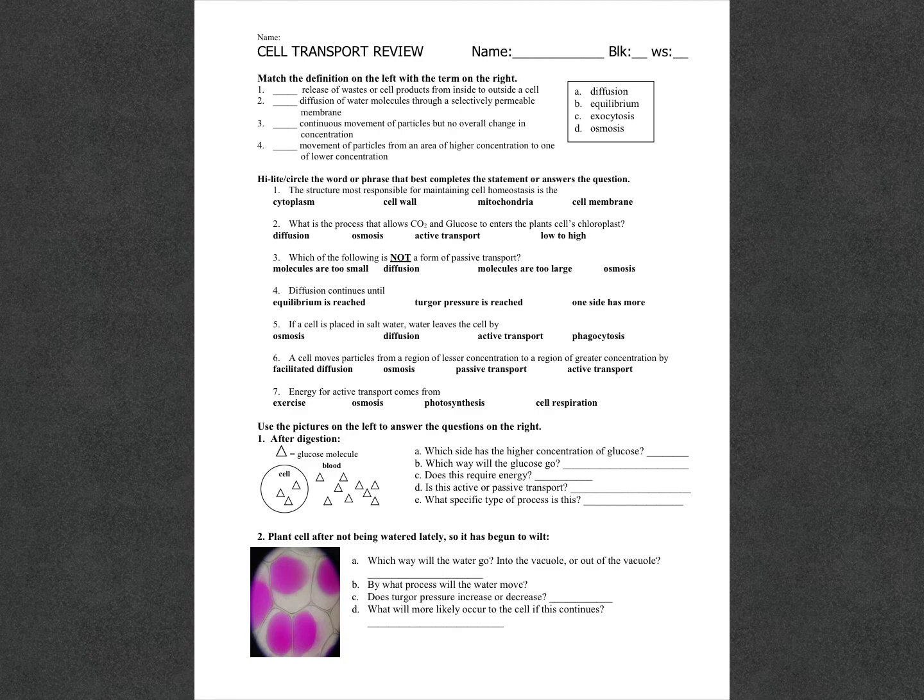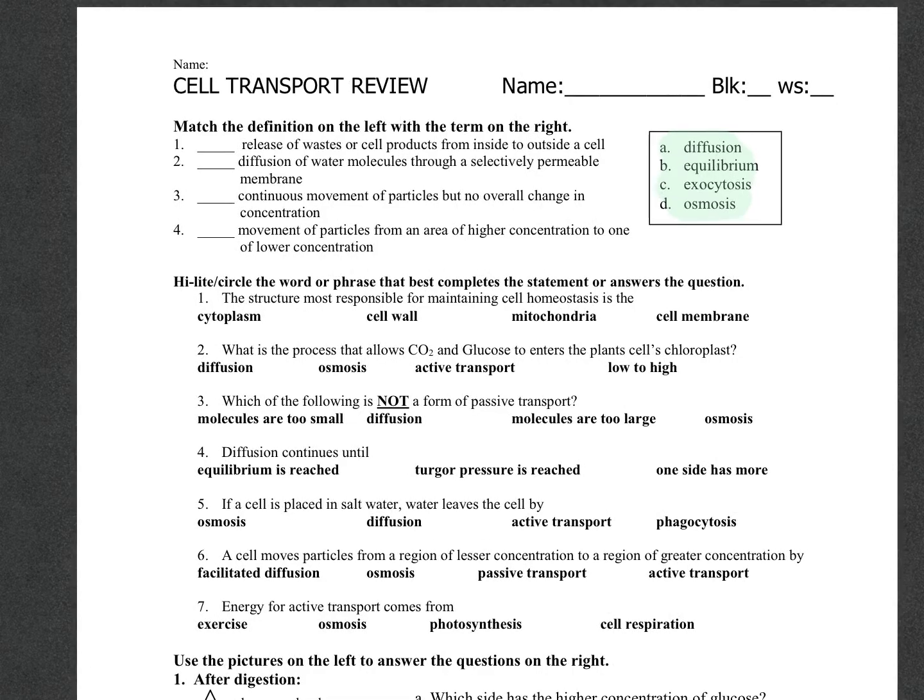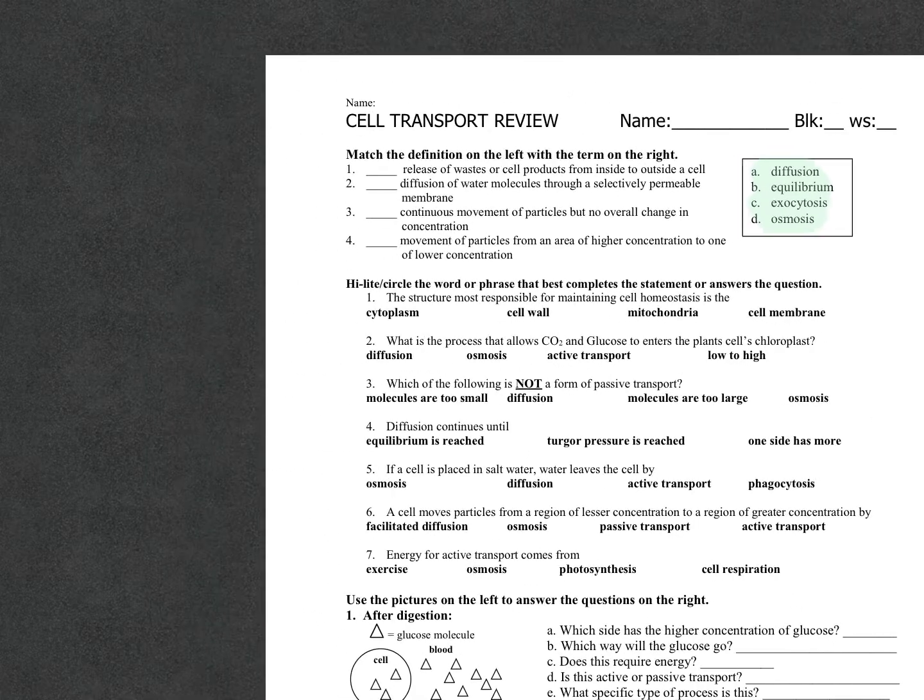So here is your cell transport and action potential review. When we look at the answers to these questions, here on the right-hand side are the possible answers: diffusion, equilibrium, exocytosis, osmosis. Release waste or cell products from inside to outside the cell.